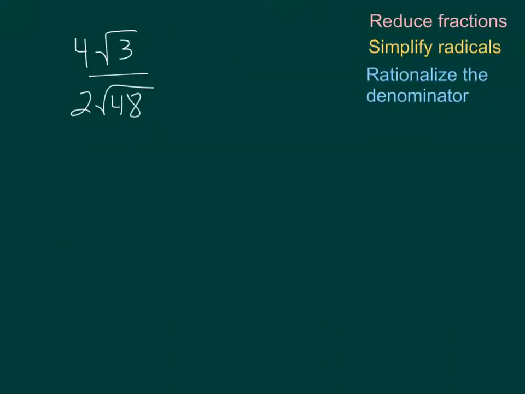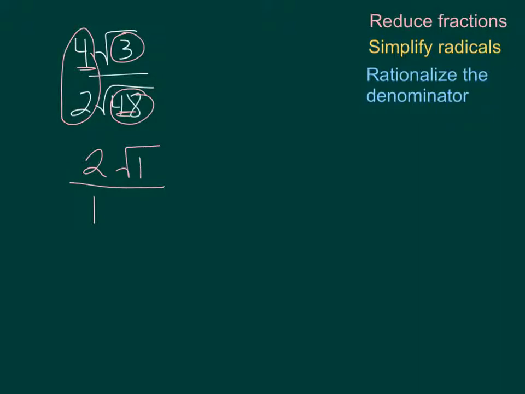Okay, this one I'm going to start by reducing fractions. Now, you can only reduce if they're both in the radical or both out of the radical. So for example, this 4 and the 48 we cannot reduce because one's in the radical and the other is not. We can reduce the 4 over 2 to 2 over 1. And we can reduce the 3 over 48 to 1 over 16.